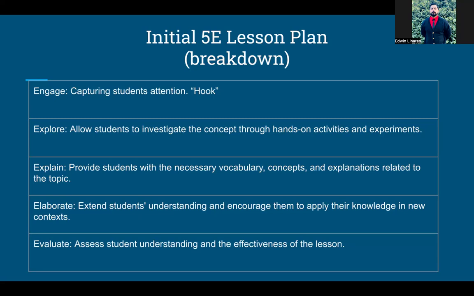The last phase of the 5E lesson plan is the evaluate phase. This is where teachers or just administrators assess the students' understanding and the effectiveness of the lesson.